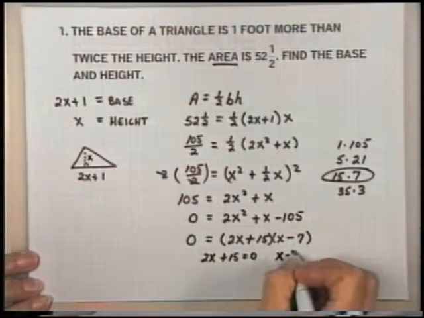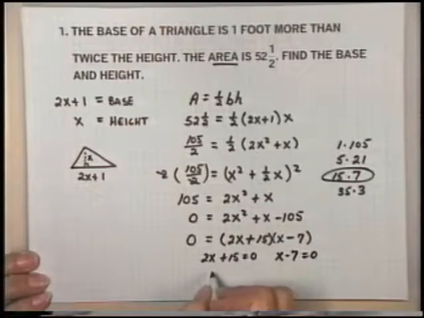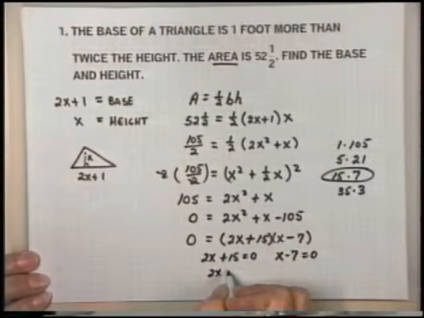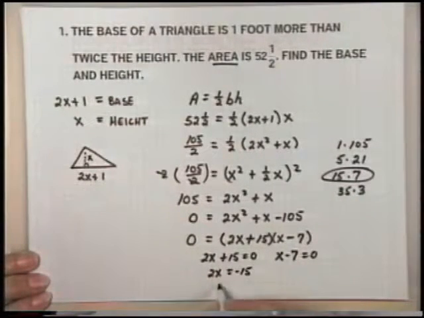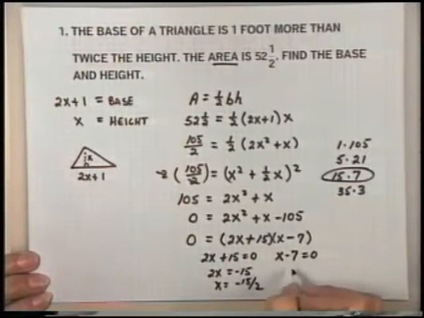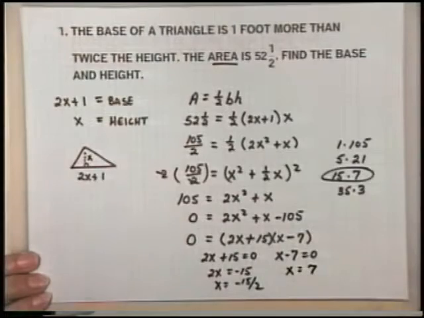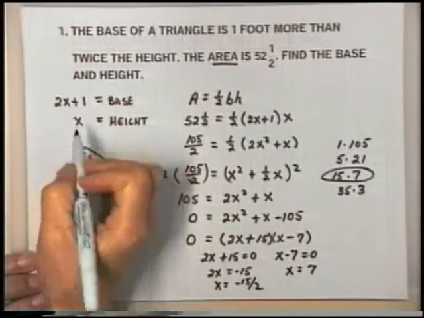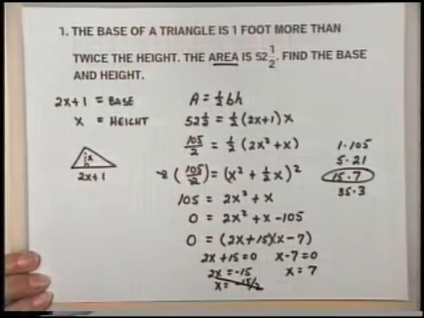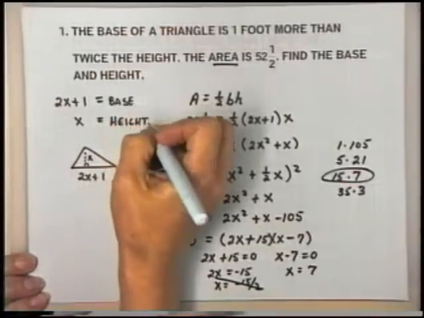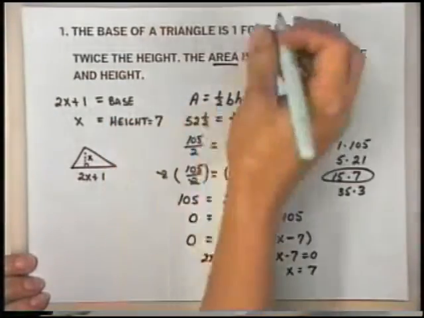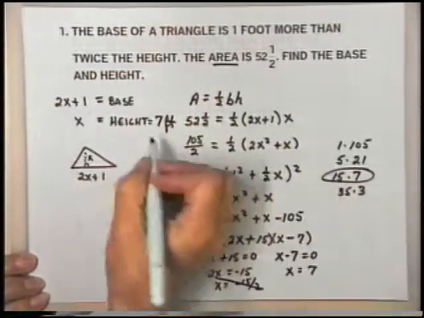Setting our first factor equal to 0 and also our second factor here. In our first factor, solving, 2x equals negative 15, x equals negative 15 halves. And from our second factor, we will solve and get x equals 7. Since x is the height of our triangle, it does not make sense to be negative, so we will disregard that solution. Let's look at this x equals 7.